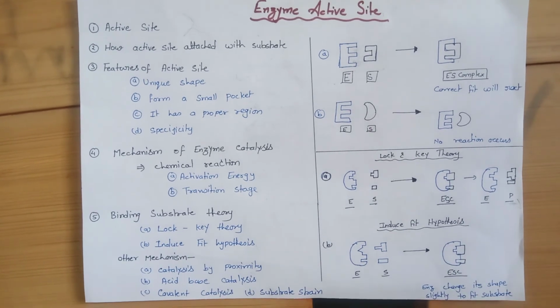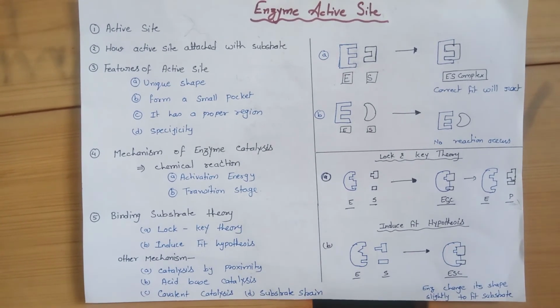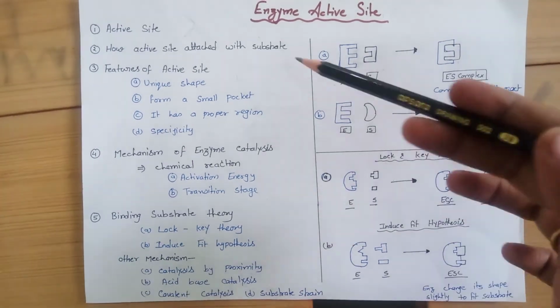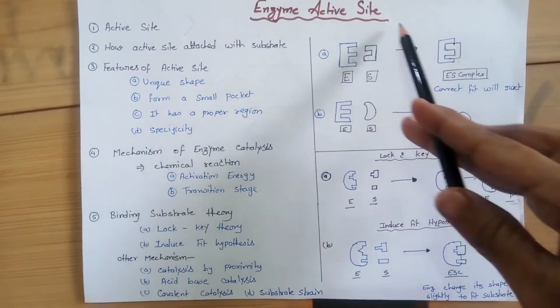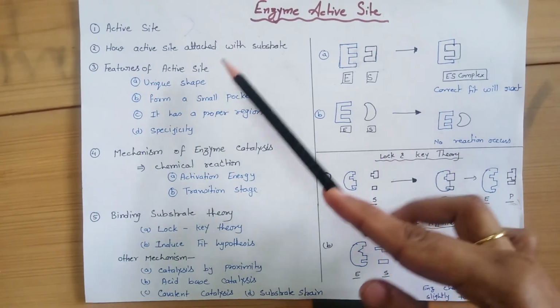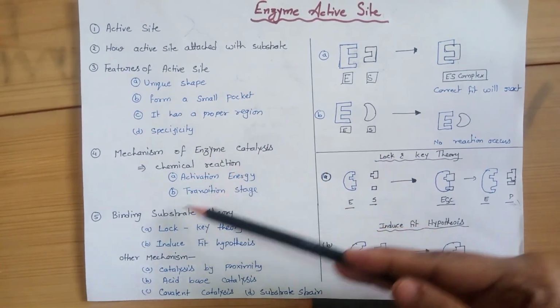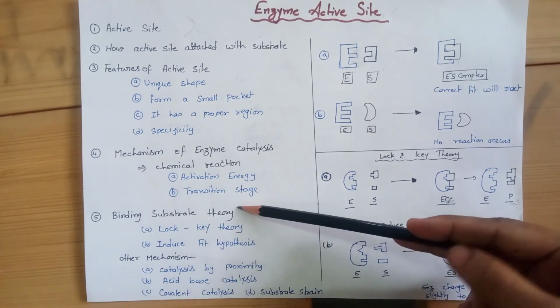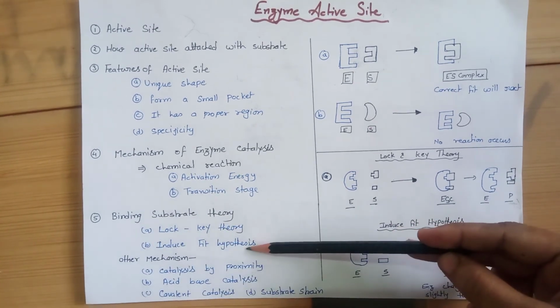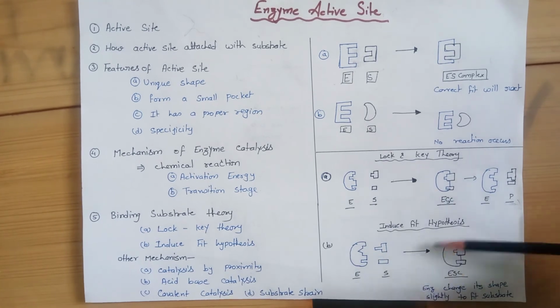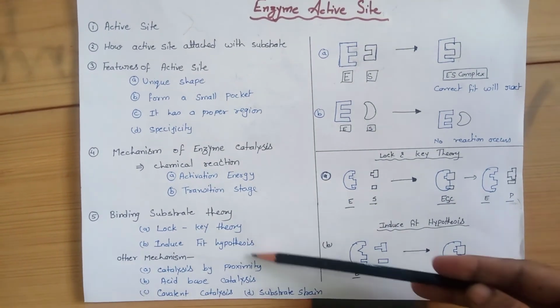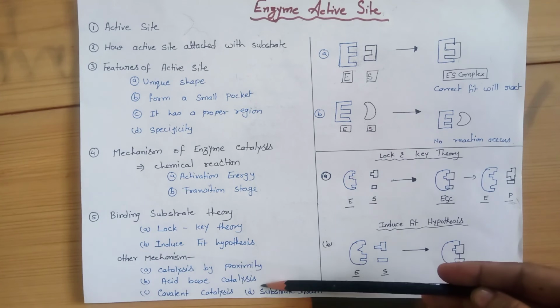So finally the enzyme and substrate have to bind and make a complex, so that the reaction is activated and metabolism is activated, otherwise there is no option. So this is all about this: the enzyme active site, how they attach, features of the active site, and mechanism. There are the two chemical reactions, then the binding substrate theory, which is very important, lock and key theory and induced fit theory. You can write down this figure also in the examination, and lastly these four other mechanisms.